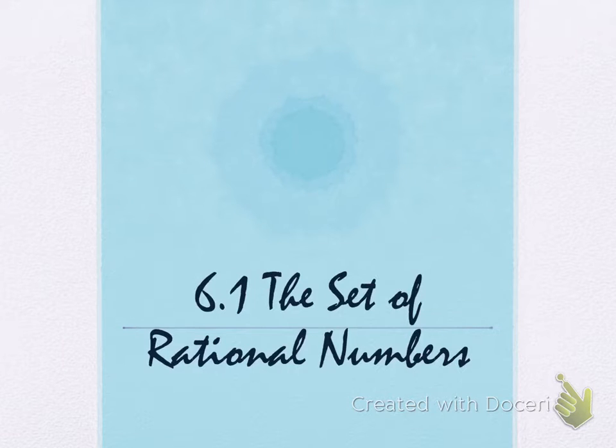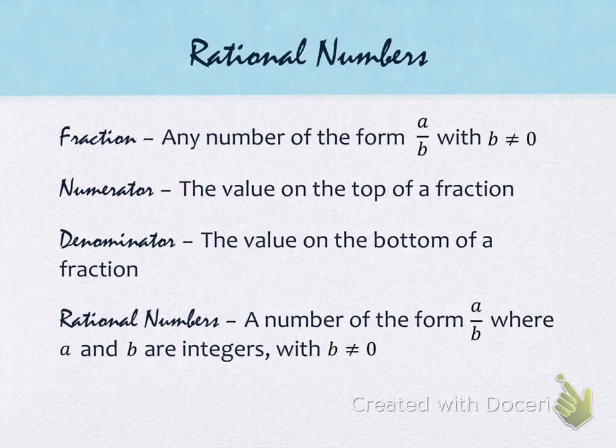Today we're going to start with section 6.1, which is the set of rational numbers. We need a little bit of vocabulary in order to have a conversation that makes sense, to make sure that we're using the vocab in the same way. So to start with, a fraction. A fraction is actually any number of the form a over b, as long as b is not 0.